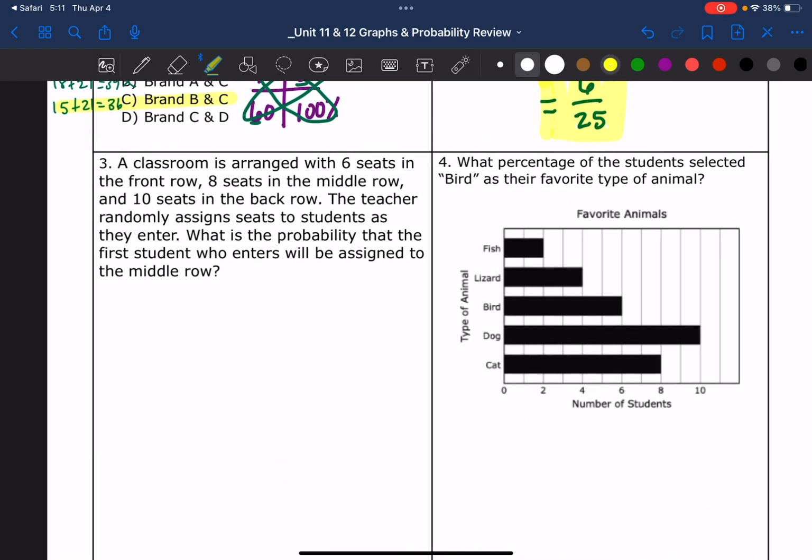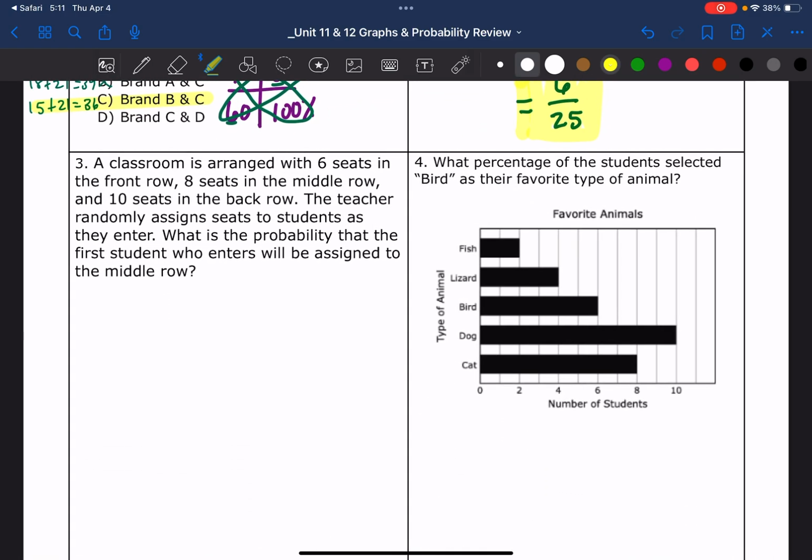All right. A classroom is arranged in 6 seats in the front row, 8 seats in the middle row, and 10 seats in the back row. The teacher randomly assigns seats to students as they enter. What is the probability that the first student who enters will be assigned in the middle row? So, the probability statement for this one would be probability middle row.